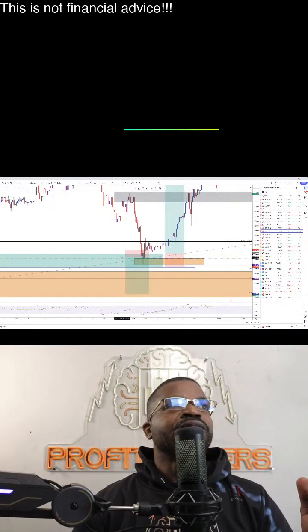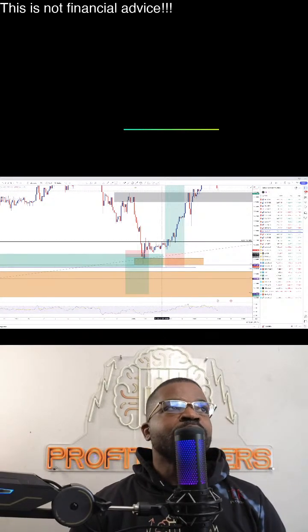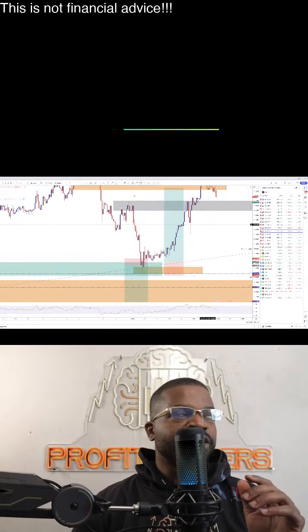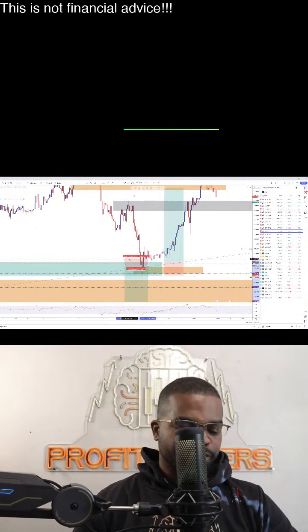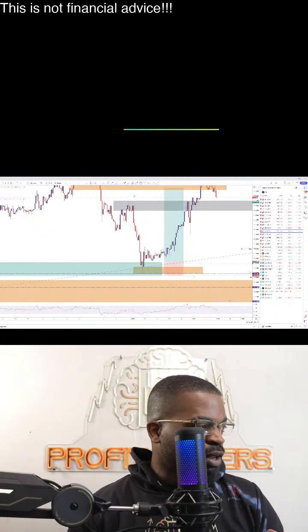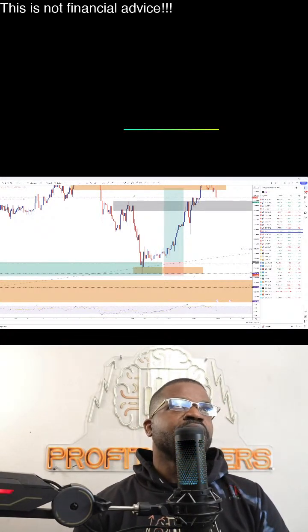So we know if it breaks this level, we're looking at these targets. If it does not break this level and it chooses to go up, we're looking at these targets. And if you make sure that you have a non-biased approach when you look for your trade setups, you always come out more profitable in the end.